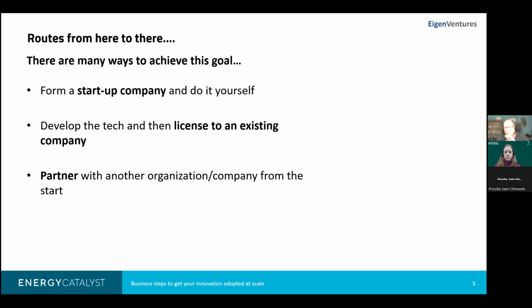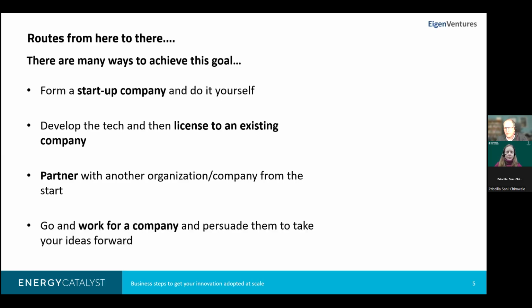And I would say, whichever route you choose, you're always going to need partners. So bear that in mind through all of this. You're always going to need partners. You can't possibly do everything yourself. So try and find partners who can help you on that route.